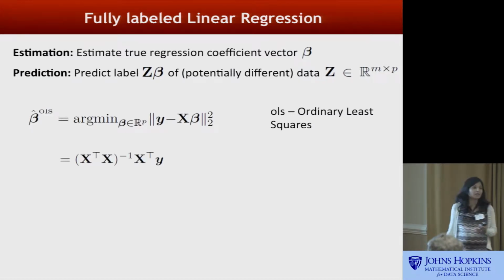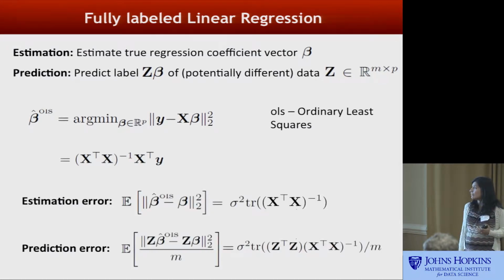So of course, we know what it is if we had access to all the labels: it's the classical OLS solution, ordinary least squares, which just minimizes this least squares norm. And the solution is given like this. It's a simple exercise to work it out. And depending on the question at hand, we'll be focused on either estimation or prediction. We'll be looking at the estimation error or the prediction error, which for this specific estimator, the OLS estimator, can be written like this. Again, a simple exercise to work it out.